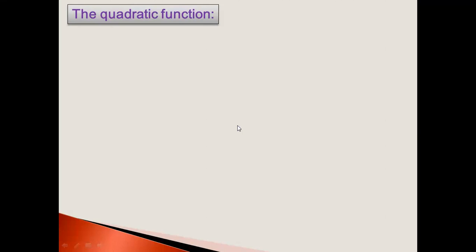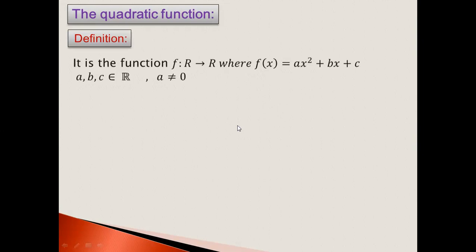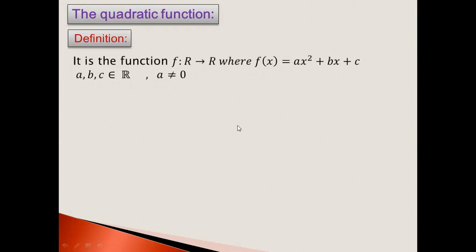What is the quadratic function? It is a polynomial function of second degree. So it is a function from the set of real numbers to the set of real numbers. And it can be written in the form f of x equals ax^2 plus bx plus c, where the coefficients a, b, and c belong to the set of real numbers, but the coefficient of x^2 must be any real number except 0. a doesn't equal 0.